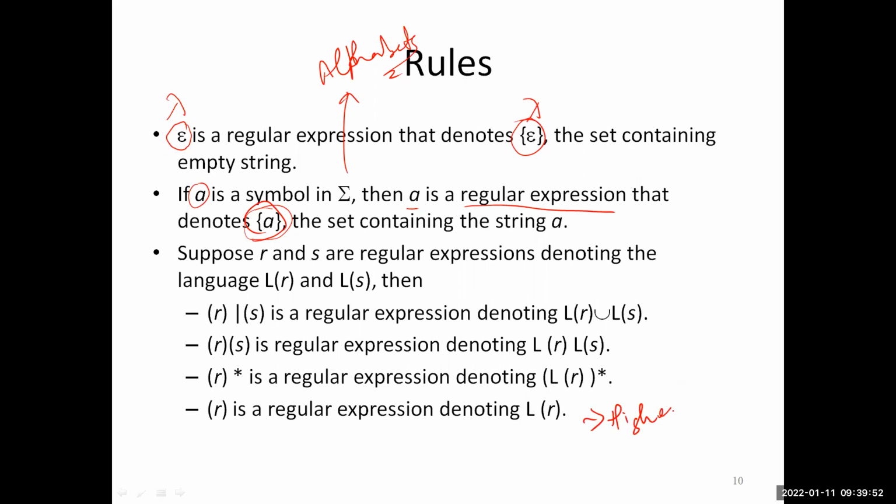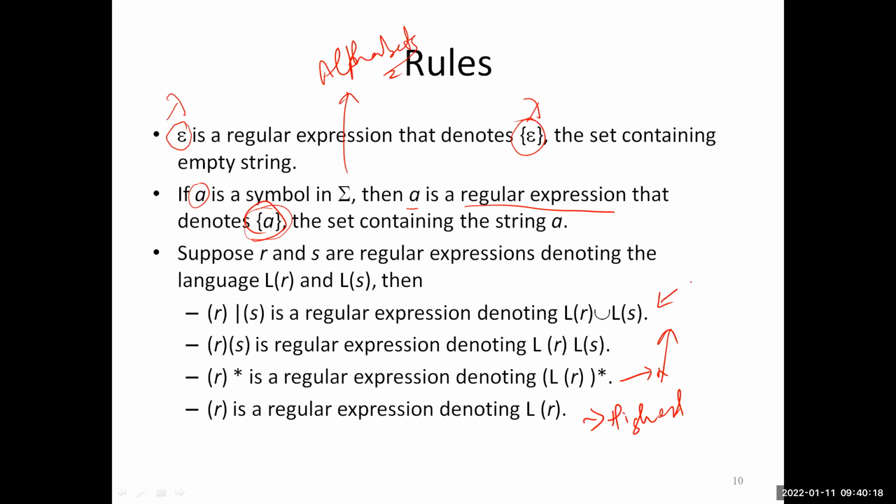This is the highest precedence. Then next is this, and the lowest precedence is the union. So the operation to be performed last is the union operation. Whenever we perform any kind of operation on sets along with these languages, the last operation is going to be the OR, the union operation.